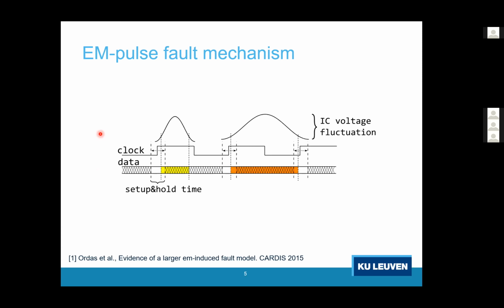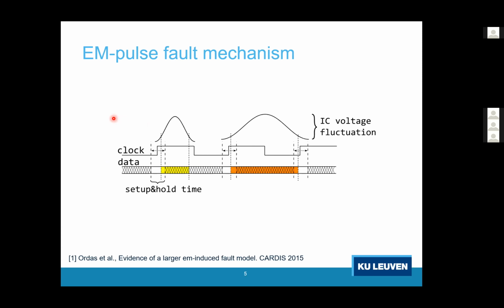But the size of your voltage fluctuations, indicated with these two curves on top of the picture here, will depend on the properties of the EM pulse that you inject. So if you inject an EM pulse with a lot of power and that resonates over a long period of time, for instance, you can inject a very wide pulse and you might be able to fault multiple clock cycles. While if you inject a very narrow pulse, you will maybe only be able to fault a single clock.